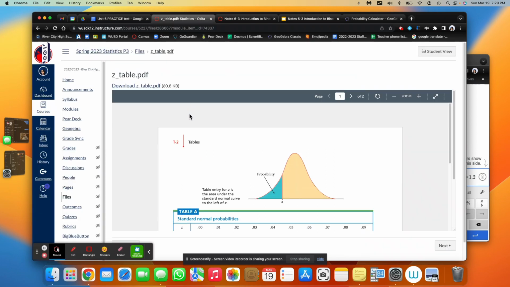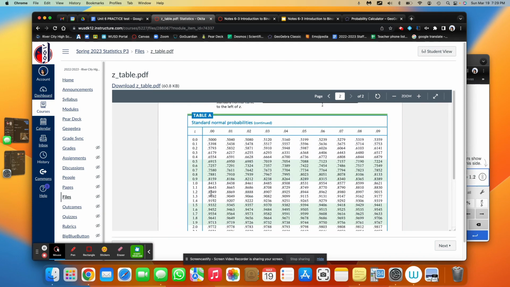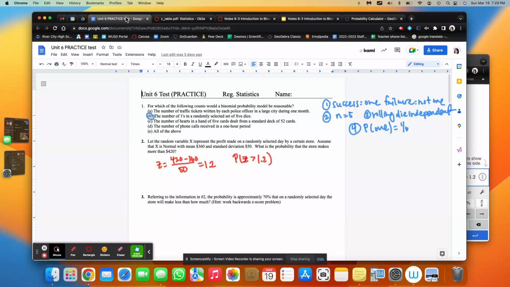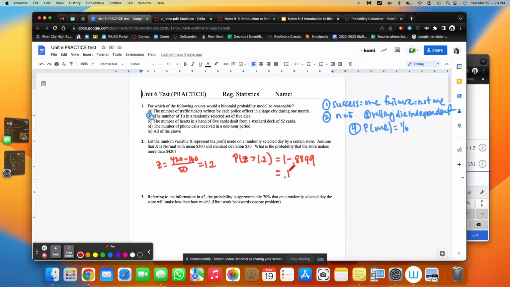So going to our z-score table, we're going to look up 1.2. And since we're looking for more than, we're going to do 1 minus this. So 1 minus 0.8849. So that probability is going to be 0.1151. So the probability that the store makes more than $420 is 0.1151.